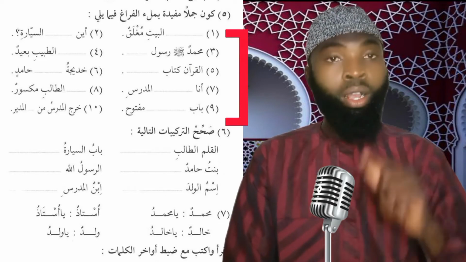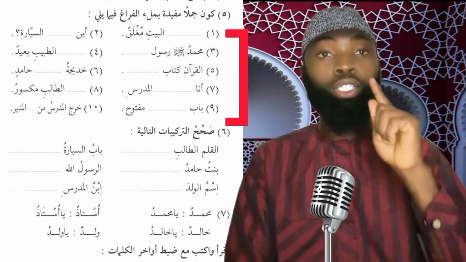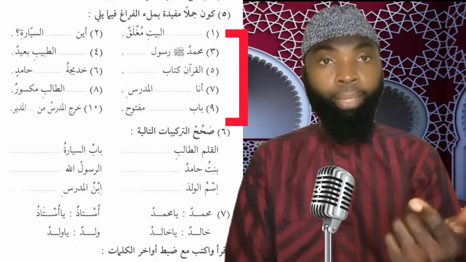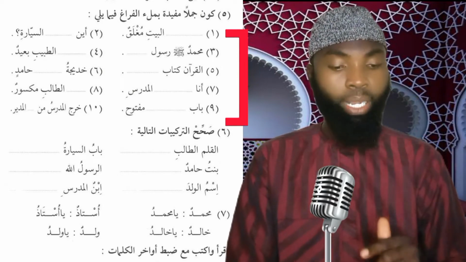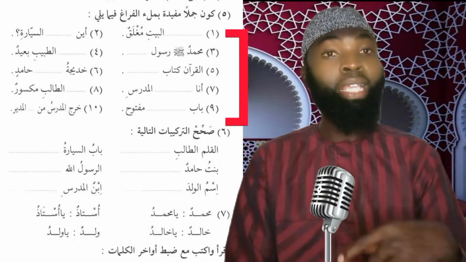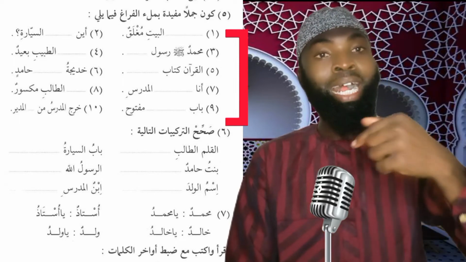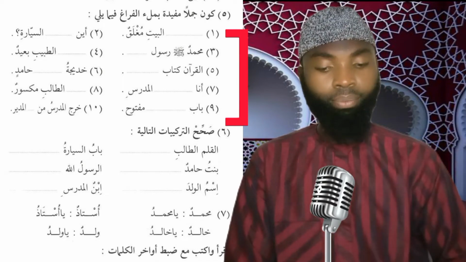Number 8, we have qalamul talibi. So the missing word is qalamu. So we say qalamul talibi. The student's pen maksurun is broken. Number 9, we have babu dash maftuhun. We can say babu sayyarati. The car door maftuhun is opened.